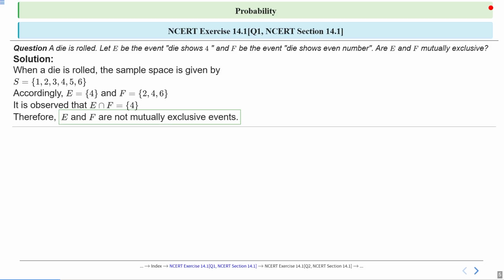And for forming mutually exclusive events, if E and F are mutually exclusive events, then their intersection should be the empty set. But we observed E intersection F is the singleton set {4}, so E intersection F is not equal to the empty set. Okay. So therefore, E and F are not mutually exclusive events. Clear? So I hope it is clear to all of you. So now let us move to the next question.